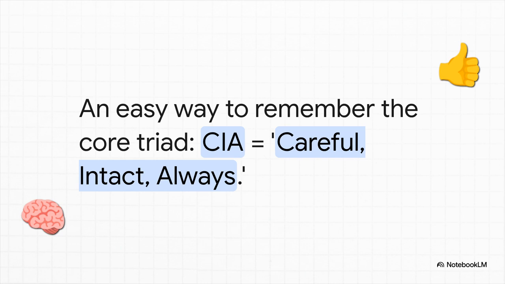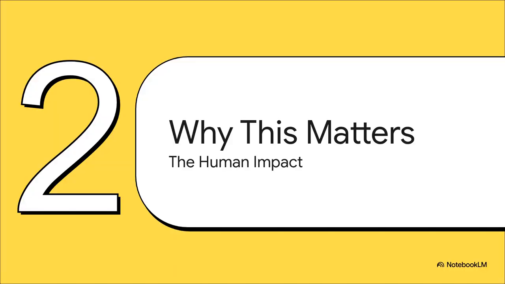And hey, if you need a simple trick to remember the main triad, here's a pretty good one. Just think of CIA as careful, intact, always. You need to be careful with your data. That's confidentiality. It needs to stay intact. That's integrity. And it has to be always available. Careful, intact, always. Pretty neat, right?